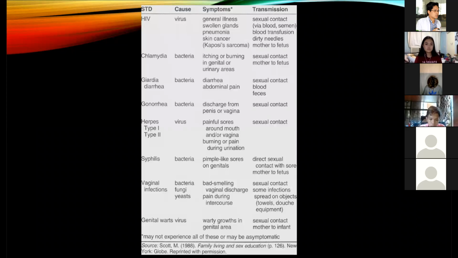Vaginal infections are common also. This is caused by bacteria. The signs and symptoms are bad smelling discharges and pain during intercourse. So these are the common ones. The mode of transmission is sexual contact or some infectious spread objects, towels, equipment. That is why it is really important to have proper hygiene, especially girls.